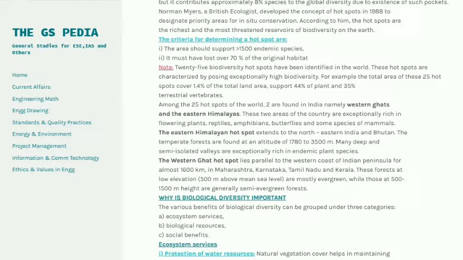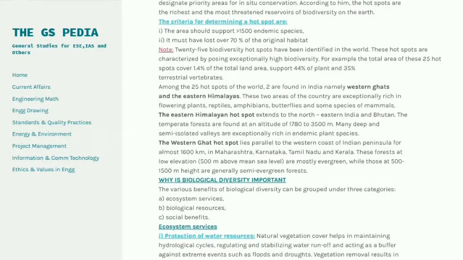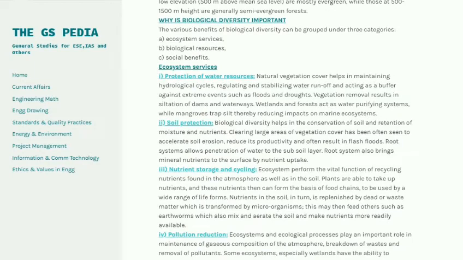Why is biological diversity important? The various benefits of biological diversity can be grouped under 3 categories. A. Ecosystem services. B. Biological resources. C. Social benefits. Ecosystem services. 1. Protection of water resources. Natural vegetation cover helps in maintaining hydrological cycles, regulating and stabilizing water runoff and acting as a buffer against extreme events such as floods and droughts.